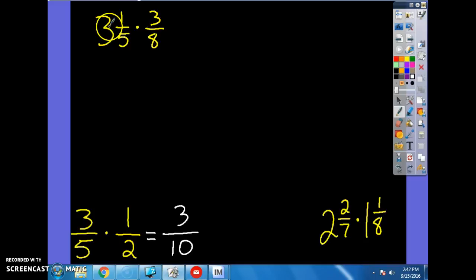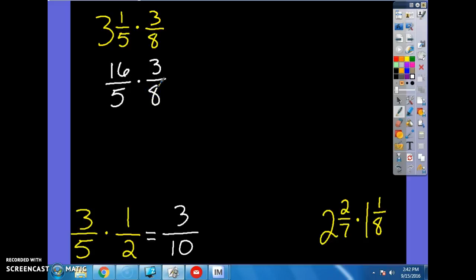In order to do that, this is something I call big times bottom plus top. I'm going to multiply the 3 times the 5, which is 15, and add this 1, which will give me 16. So that 16 will just go over this same denominator, 16 fifths. I am multiplying it times 3 eighths.